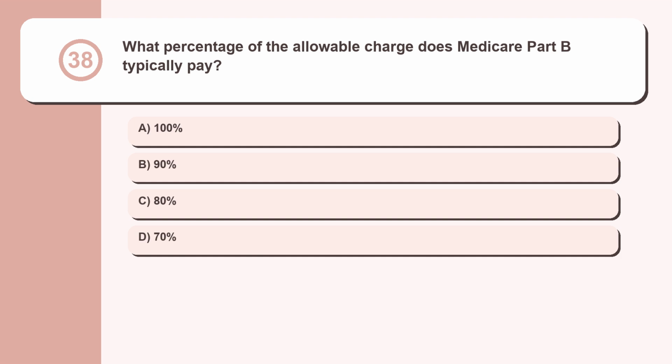Question 38. What percentage of the allowable charge does Medicare Part B typically pay? Here are your options. Option A. 100%. Option B. 90%. Option C. 80%. Option D. 70%.